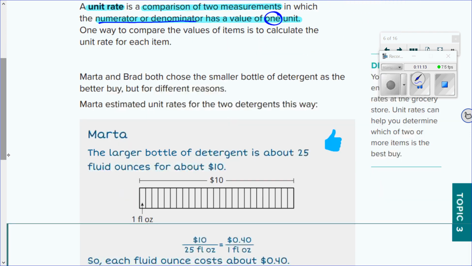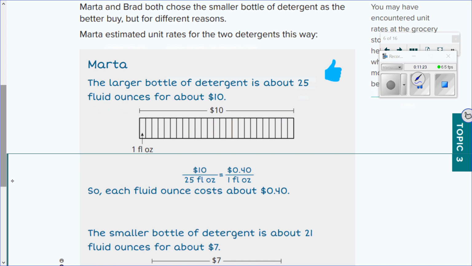Brad and Martha decided to choose the smaller bottle of detergent as a better buy, but for different reasons. Martha estimated unit rates for the two detergents this way. She said the larger bottle is about 25 fluid ounces for about $10. So she did some rounding to make the math easier for her. Setting it up, she said $10 for 25 gave me 40 cents for 1 fluid ounce. So 1 fluid ounce costs about 40 cents on the larger bottle.